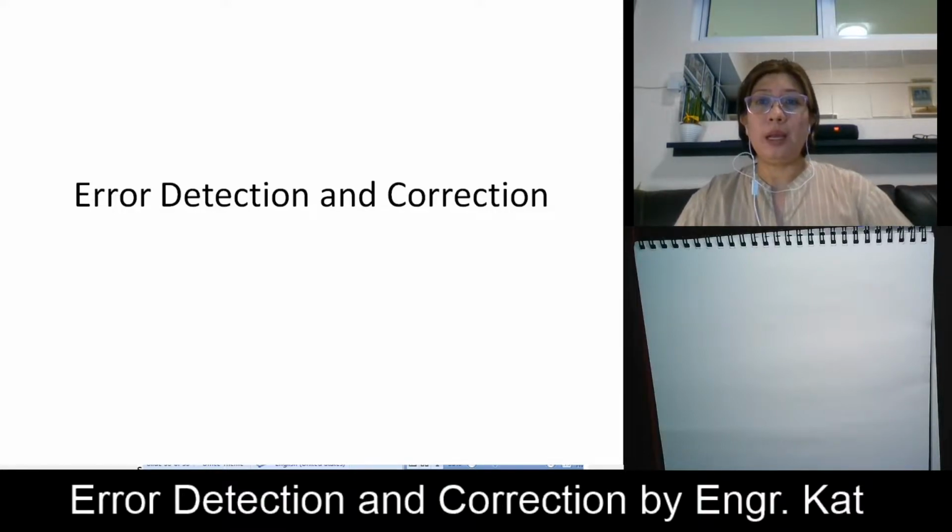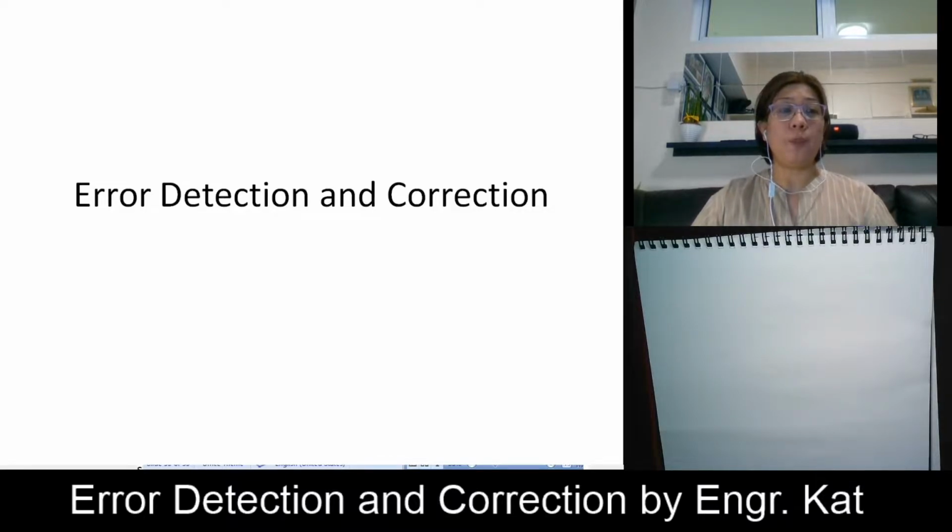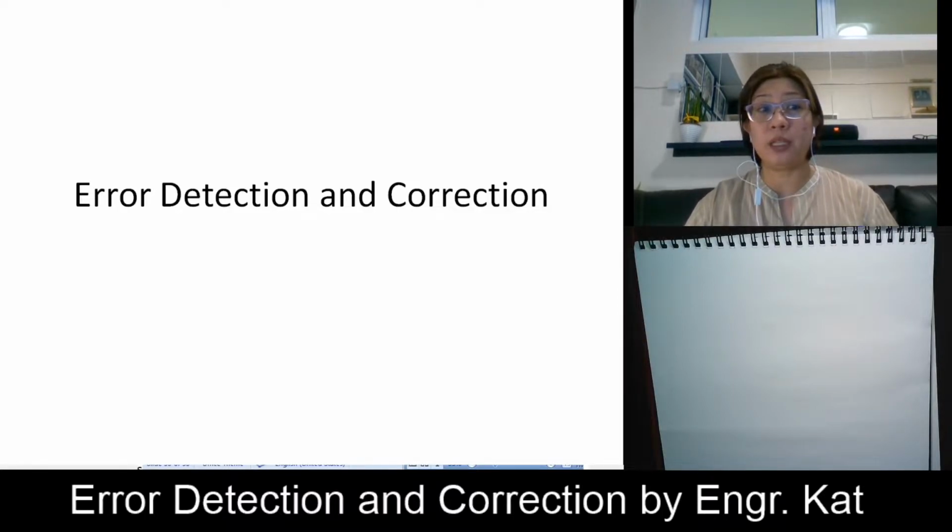Hi, hello. For this video, we will be discussing error detection and correction. Networks must be able to transfer data from one device to another with acceptable accuracy. So a system must guarantee that the data received are identical to the data that has been transmitted.